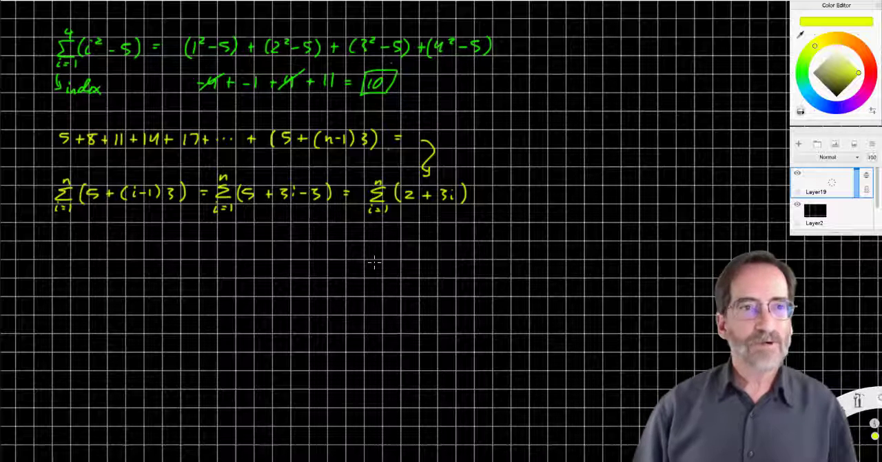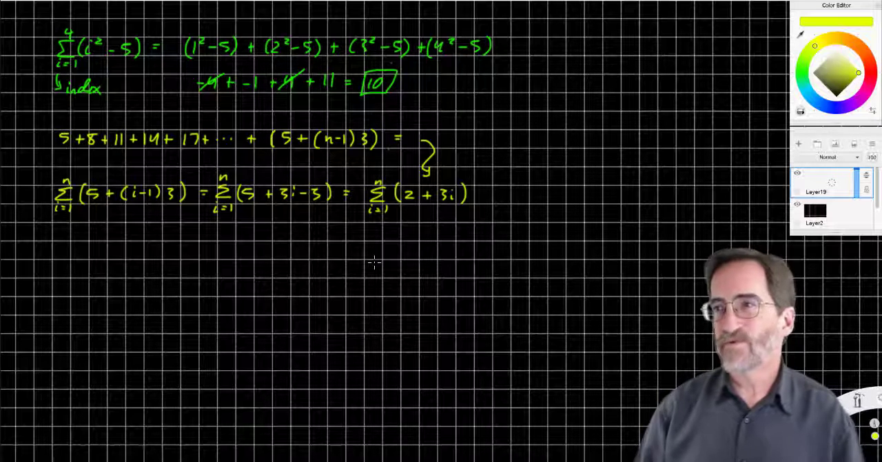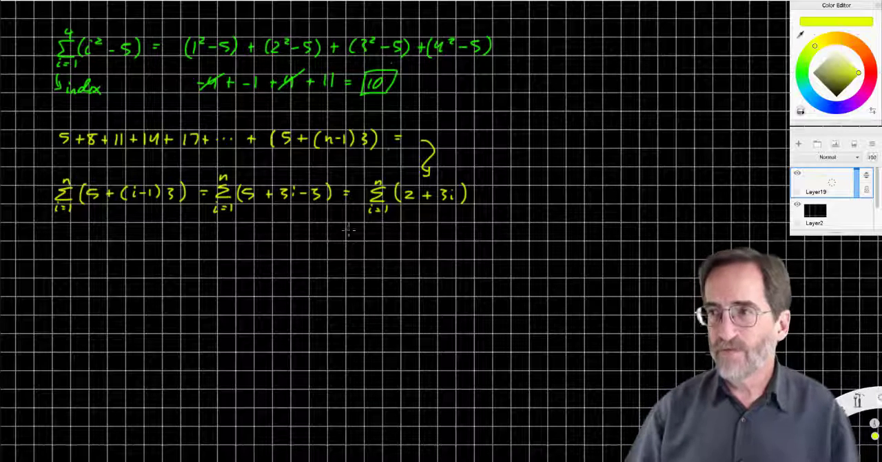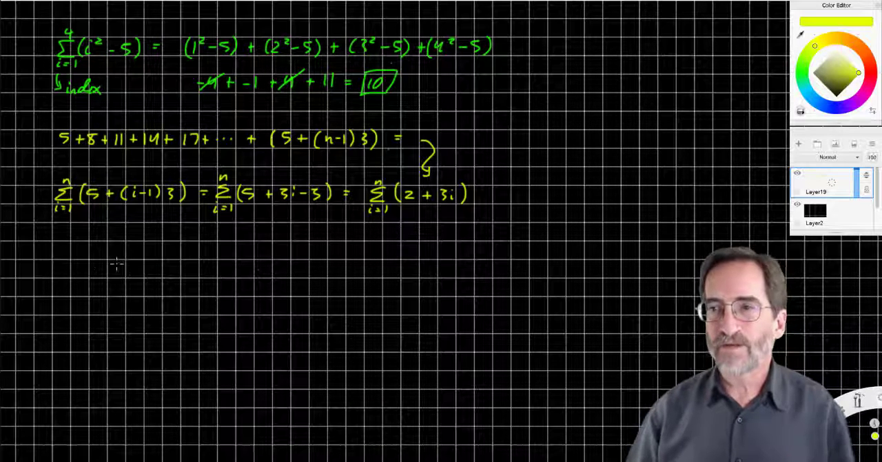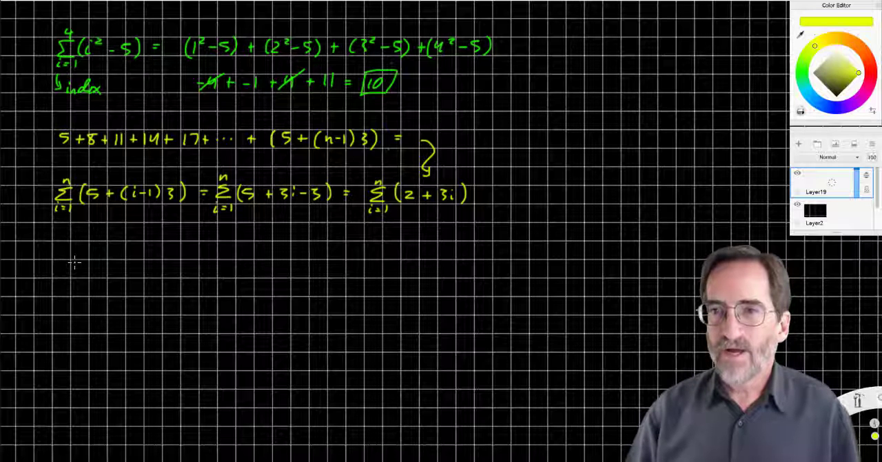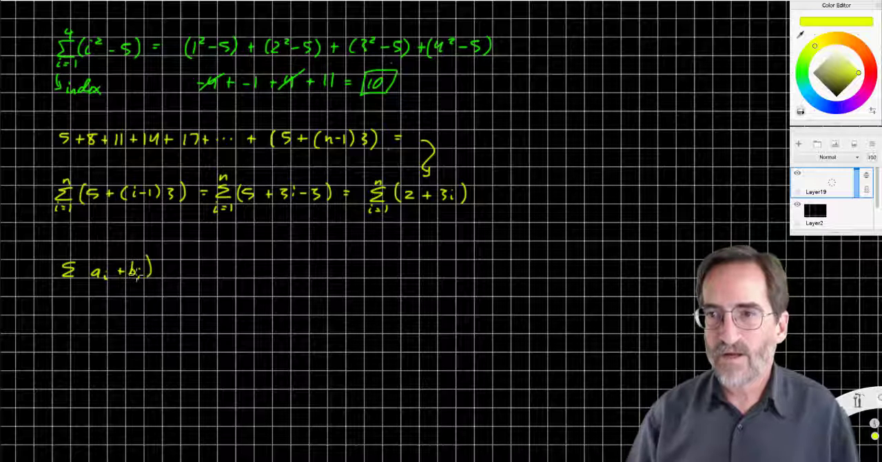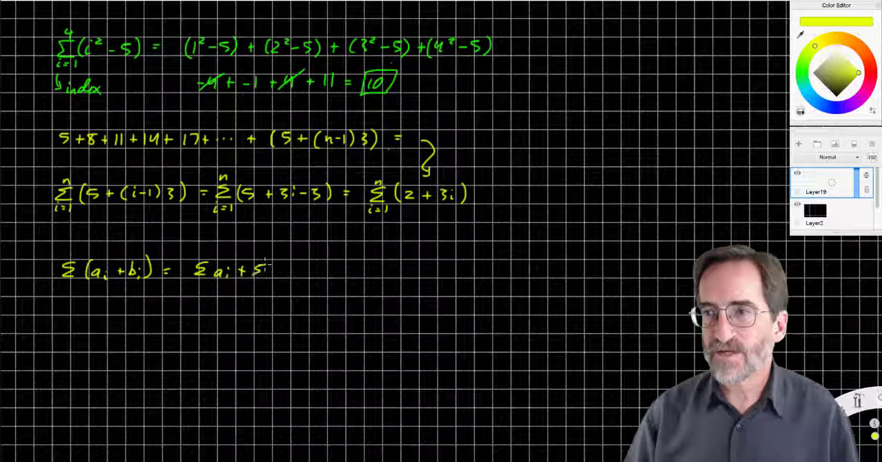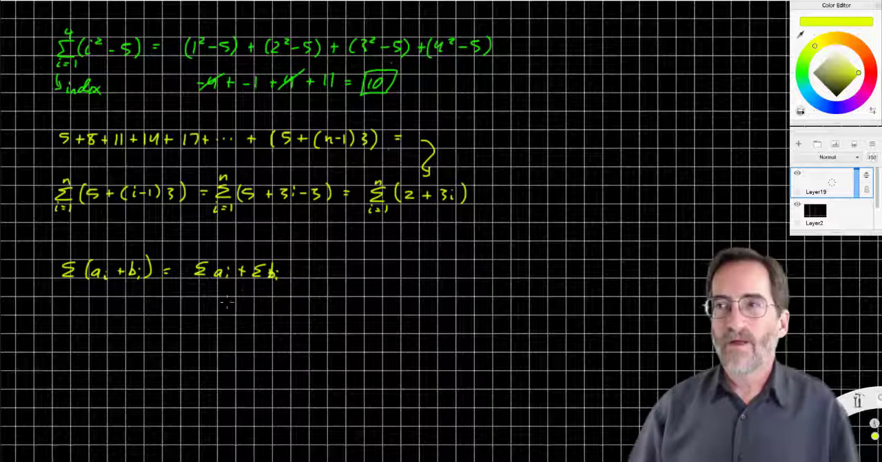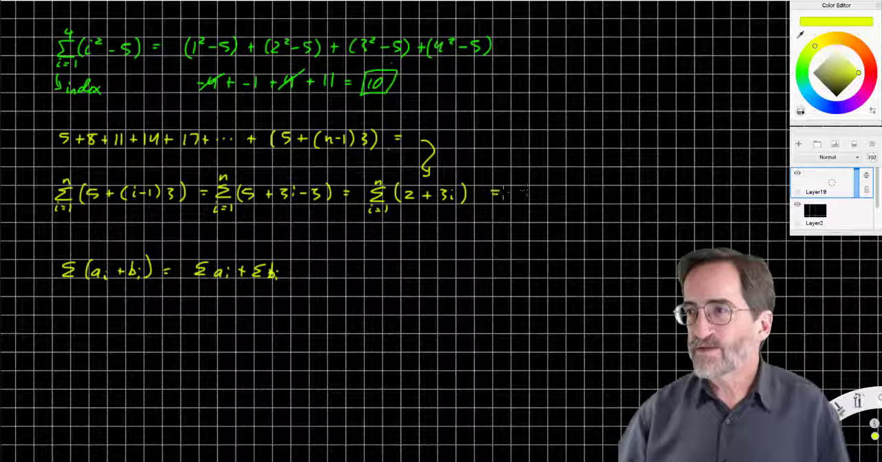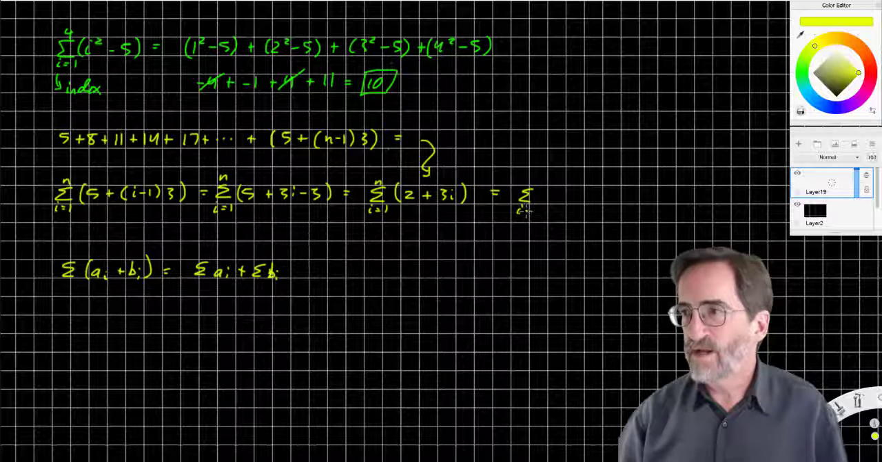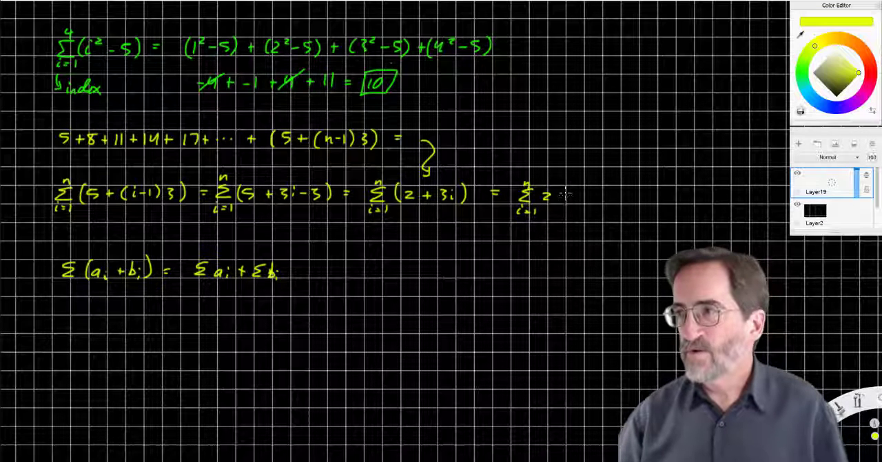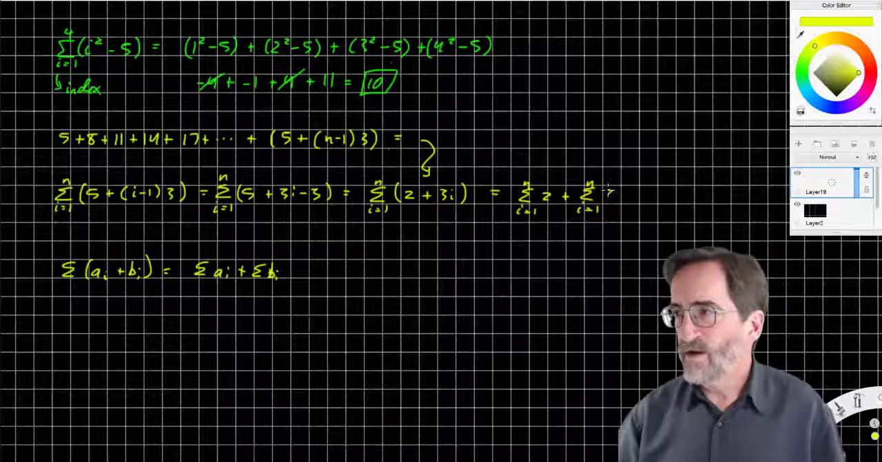Now there are some shorthand notations. First of all, I want to give you some rules about summation. If I have the sum of a sub i plus b sub i, we can take the sum separately: the sum of a sub i plus the sum of b sub i. So we can break this up. This is also the same as the sum from i equals 1 to n of 2 plus the sum from i equals 1 to n of 3i.